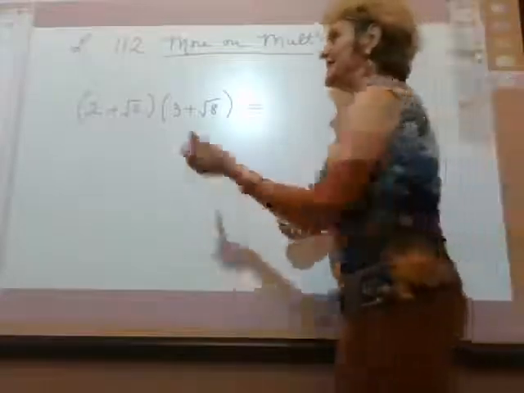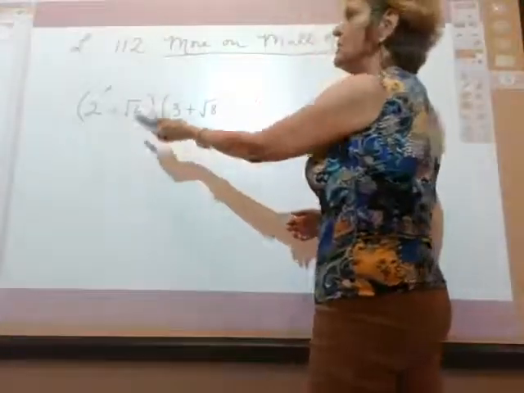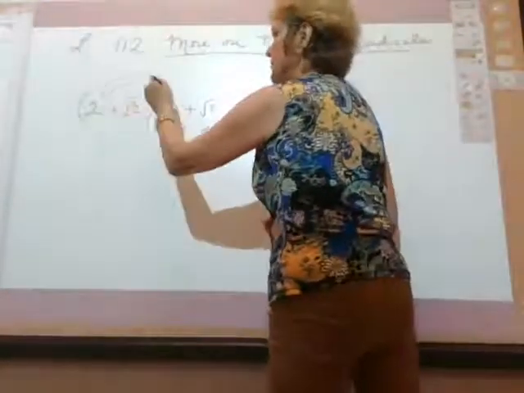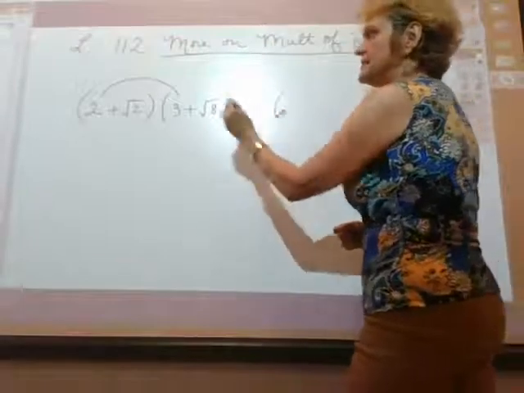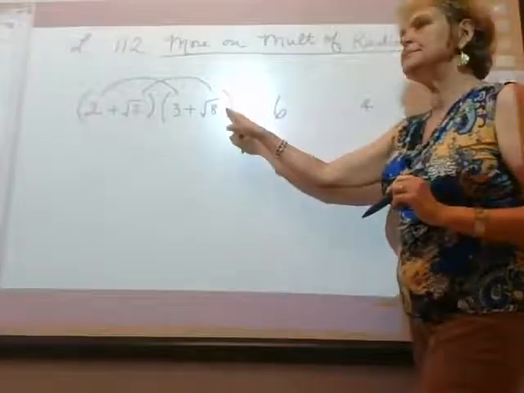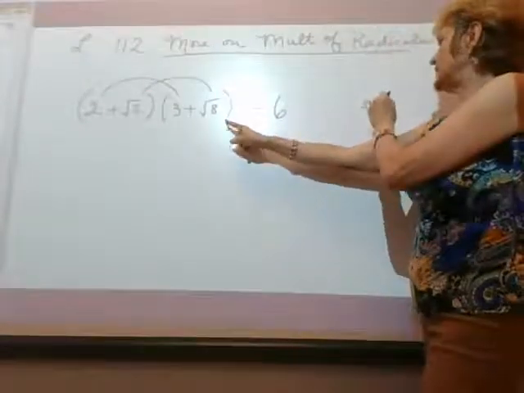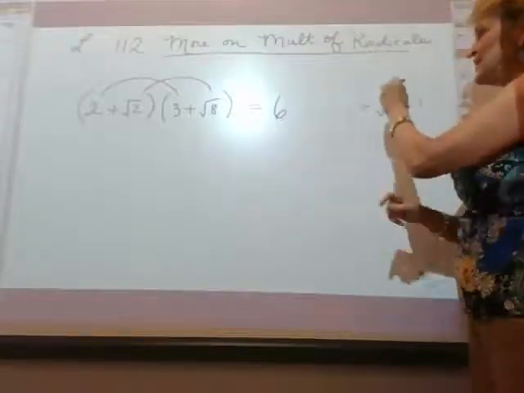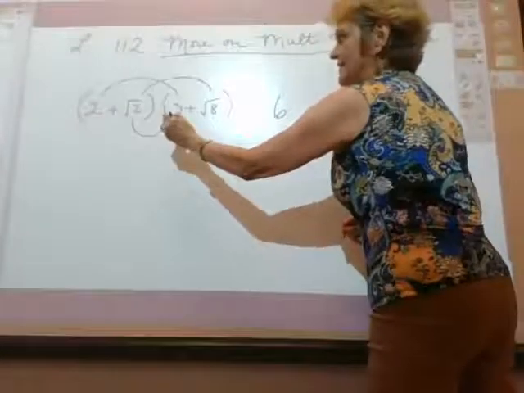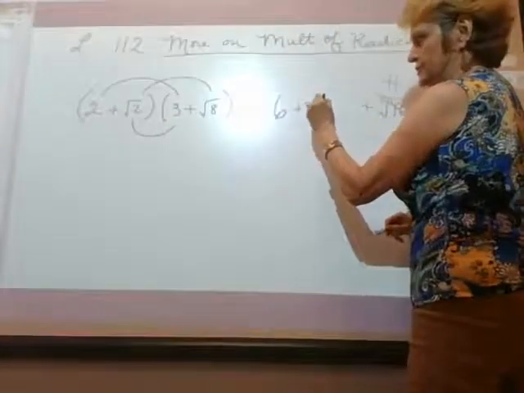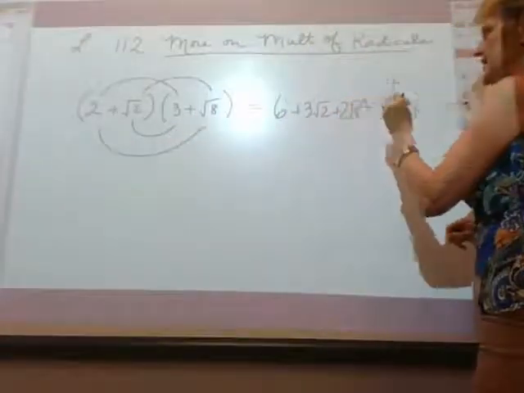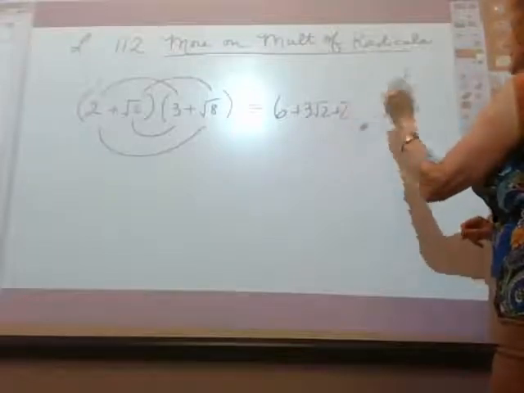All right, so fun. We've got 2 plus radical 2 times 3 plus radical 8. All right, so let's go ahead, do FOIL, do first times first to 6. Let's do last times last. Okay, so radical 2 times radical 8 is radical 16. Which we know is 4, right? Good. All right, then we have inside product would be 3 radical 2 and 2 radical 8, okay? Let me move my little equal sign a little bit.